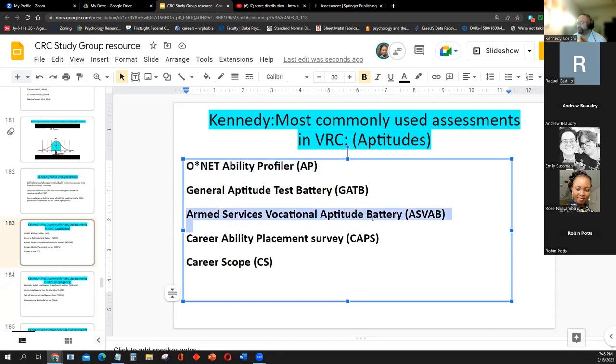Like with the military, if anybody's going into the military, they have to take the ASVAB. That's just to see what they're capable of doing. That's why you can have some very smart people score terribly on the ASVAB, and not the smartest people score excellent on the ASVAB. And you have others too, like the Career Ability Placement Survey and Career Scope.